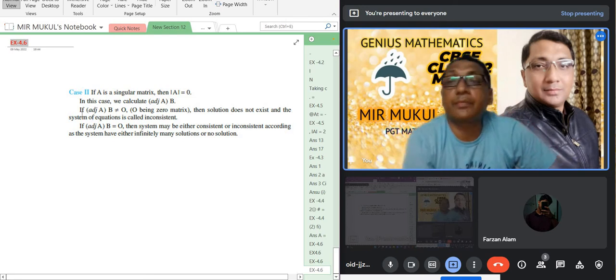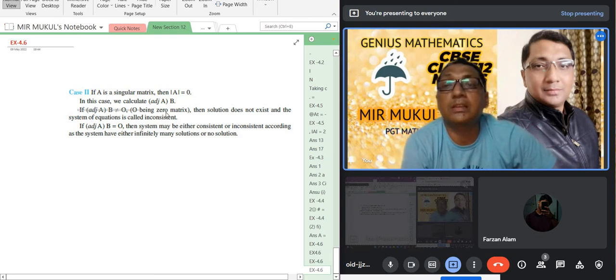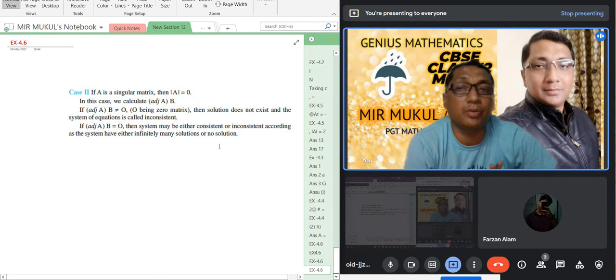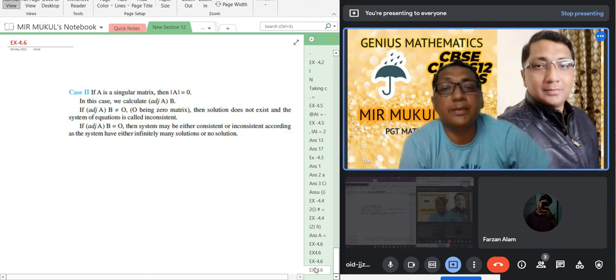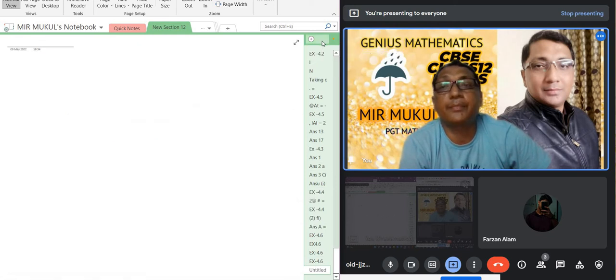Understood this point? And the second case: if adjoint of A into B equals the 0 matrix, then the system may be either consistent or inconsistent, as the system has either infinitely many solutions or no solution. So these things we have to keep in our mind.